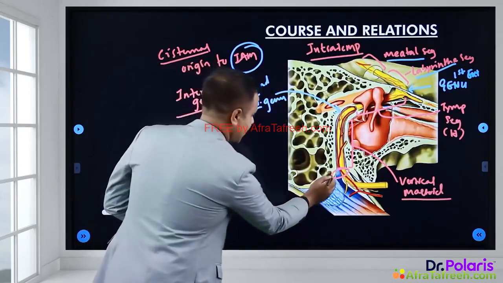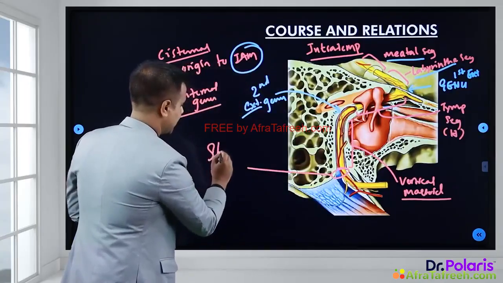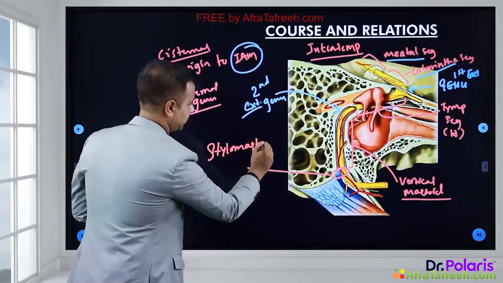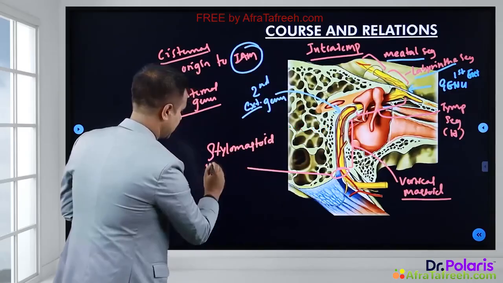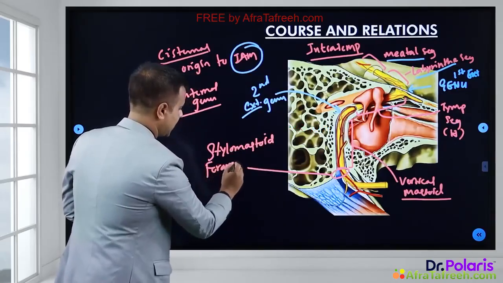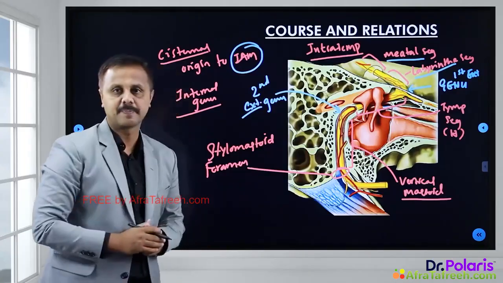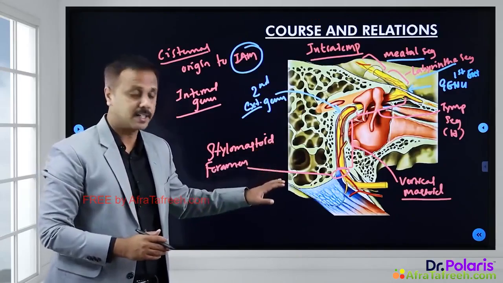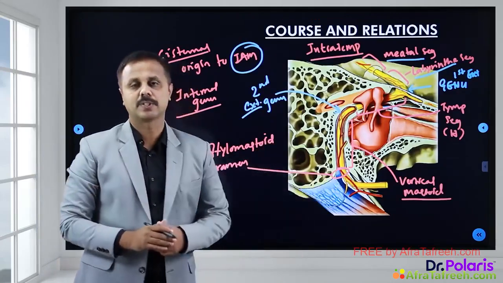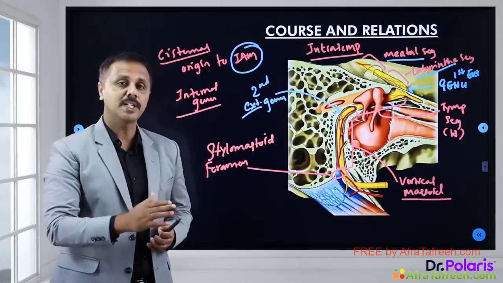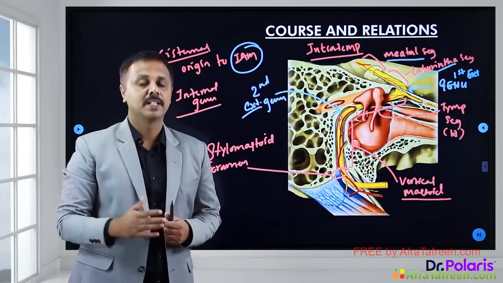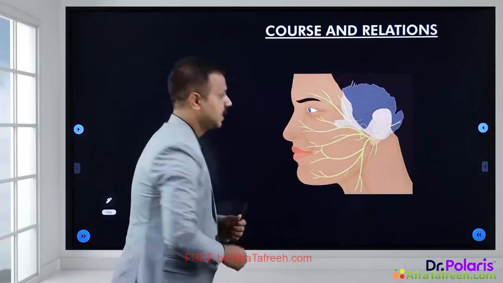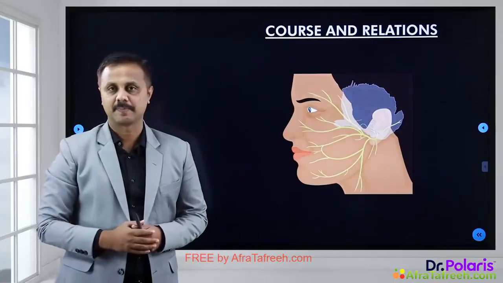And what is that foramen? This is the foramen referred to as the stylomastoid foramen. Right? This is the stylomastoid foramen. So, the facial nerve exits its intracranial course by passing through the stylomastoid foramen. Once it comes out of the stylomastoid foramen, the rest of the course of the facial nerve is what we describe as the extracranial course. Right?